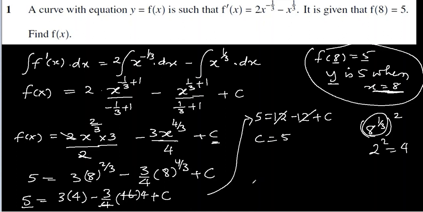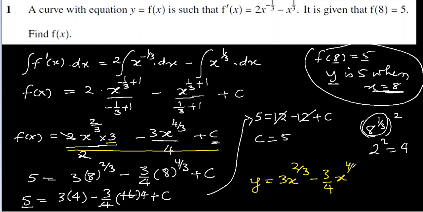So our final equation becomes what they want? They want y equal to x. So y equal to, and this is the one we got here. It was 3x to the power 2/3 minus 3/4 x to the power 4/3. And now this c we got as 5, plus 5. That is the equation of the curve.